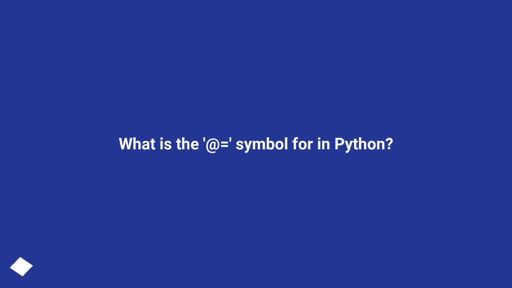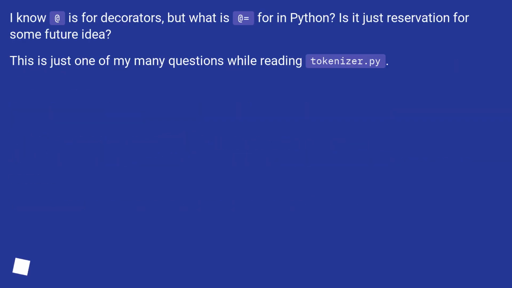What is the @ symbol for in Python? I know it is for decorators, but what is @ for in Python? Is it just reservation for some future idea? This is just one of my many questions while reading tokenizer.py.